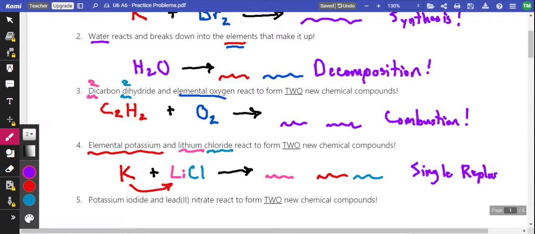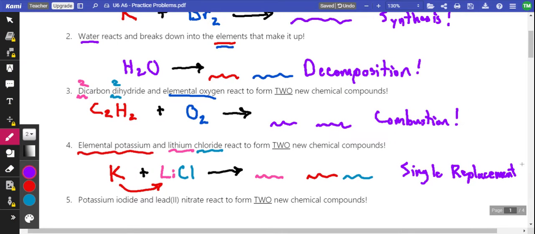Single replacement. Ooh, I'm going to run out of room. Oh, I can scooch it over a little bit. Yeah, I can fit my exclamation mark in there. Nice. In this case, again, we're not really worried about what products we make, but just for the fact that we have an element and a compound reacting, that's not C's and H's, and it's not O2 reacting, it's going to be a single replacement reaction.